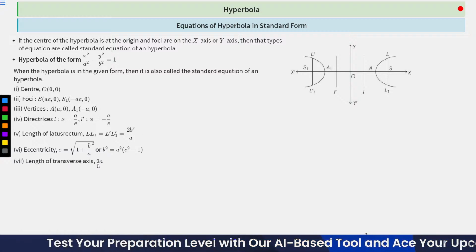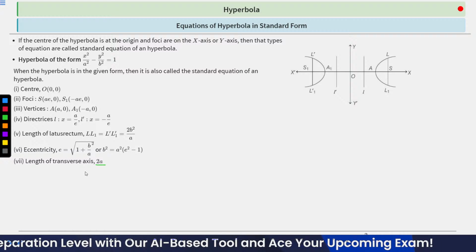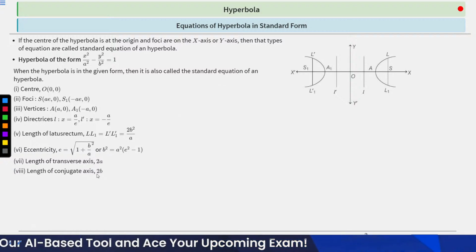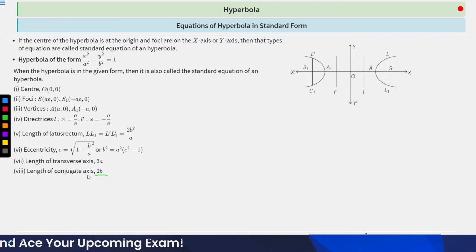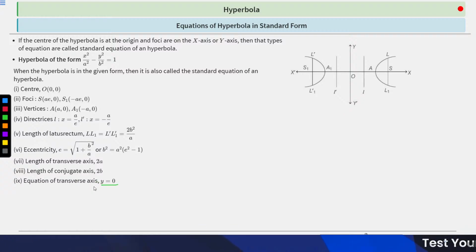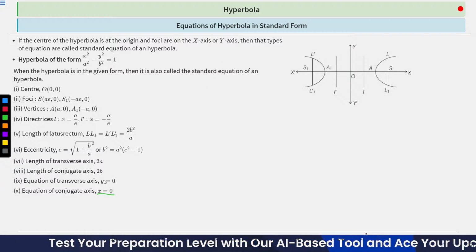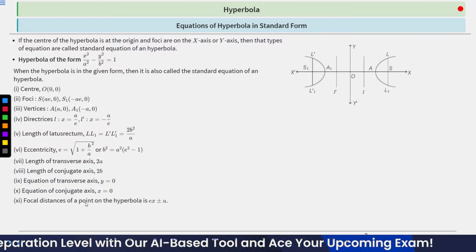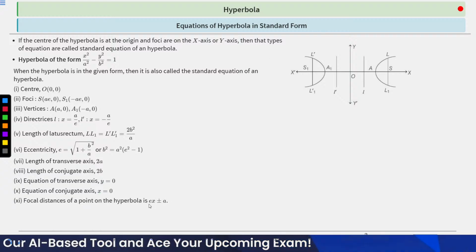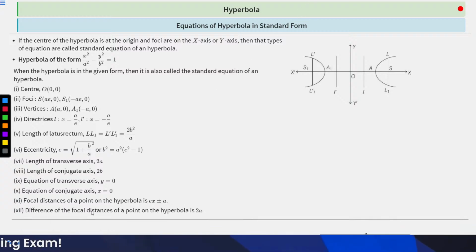Length of transverse axis 2a, length of conjugate axis 2b, equation of transverse axis y is equal to 0, equation of conjugate axis x is equal to 0. The focal distances of a point on the hyperbola are ex plus minus a, and the difference of the focal distances of a point on the hyperbola is fixed, which is 2a.